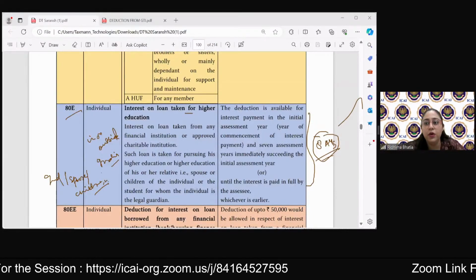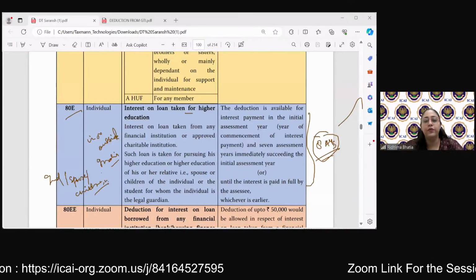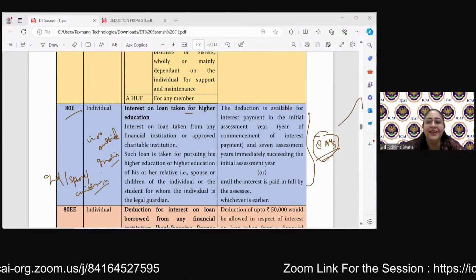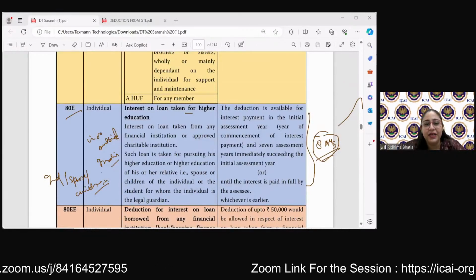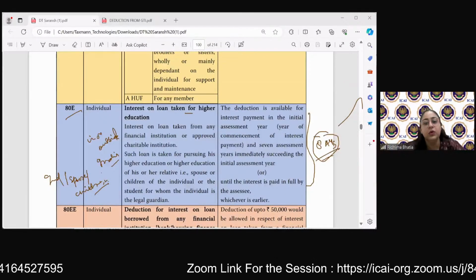No, Yash, you cannot claim 80E for the same loan for that same education for more than 8 years. You cannot fool the income tax department in that case. And generally, education loans are not for such a long period anyway.